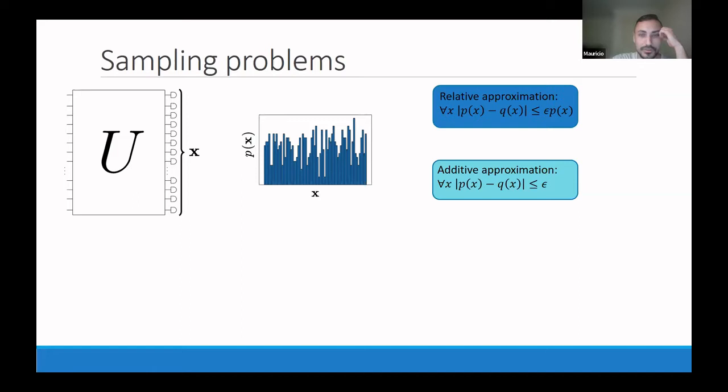Now, of course, when you're sampling from your quantum computer, there's always noise. So it's relevant that the additive approximation is what's relevant here, right? Because the noise will always mess up the probability distribution that you're expecting from the computer.